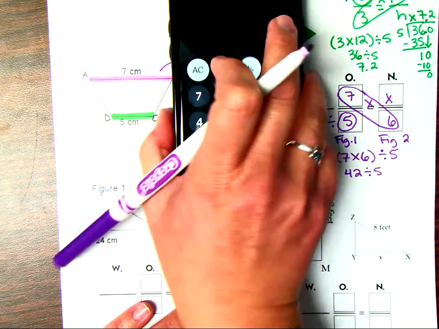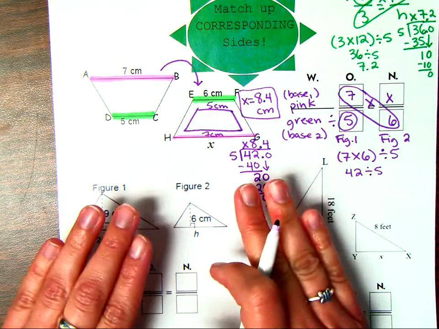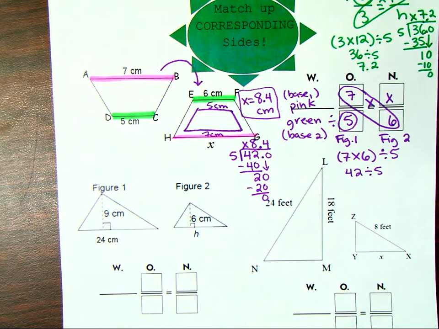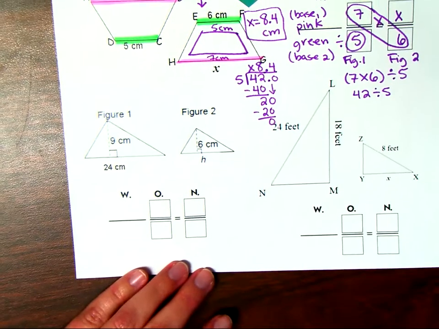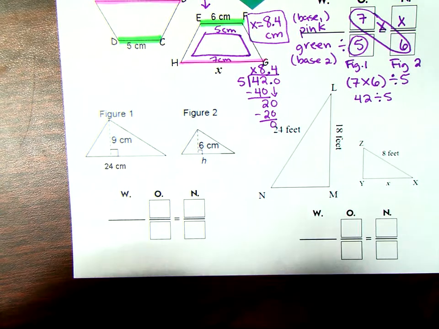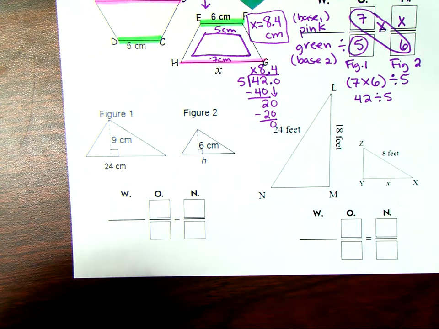So if they're already telling you that they're similar figures, you're using that proportion to solve. All right, let's try 2 more for you guys. Make sure we know how to do this before you get started on your independent practice. Both of these are triangles.